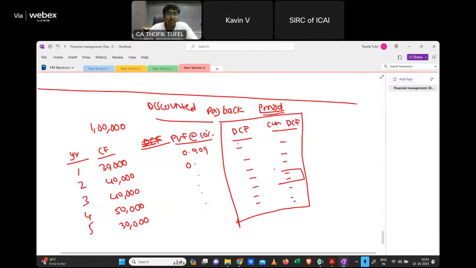Discounted payback period. So the total of this is discounted cash outflows. Sorry, inflows. You're getting the money. Discounted cash inflows.